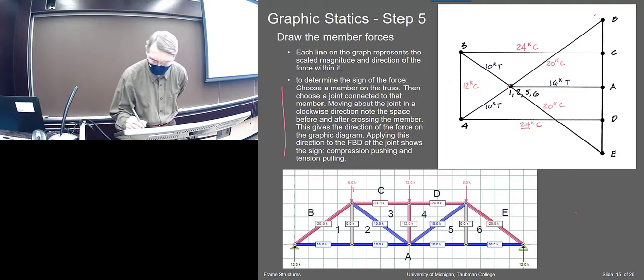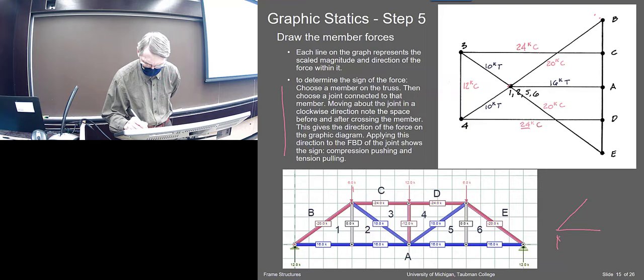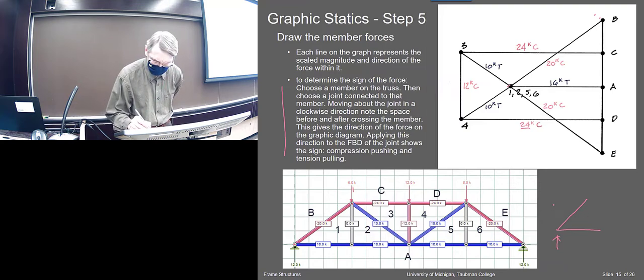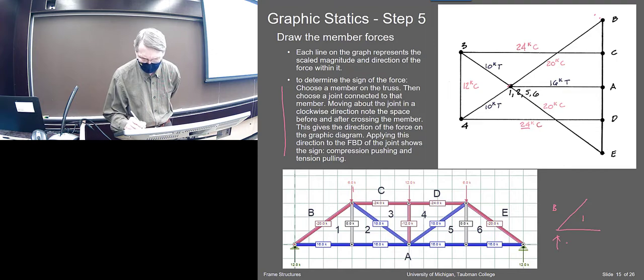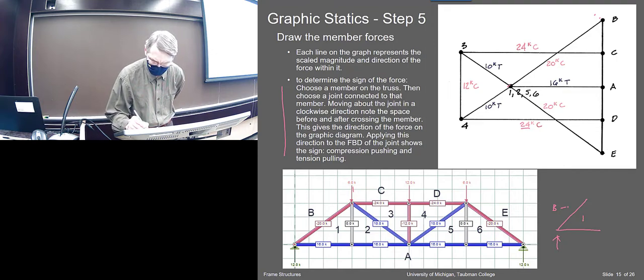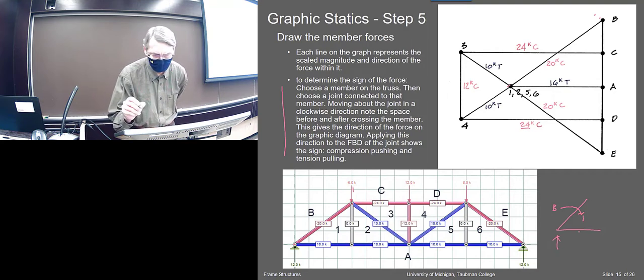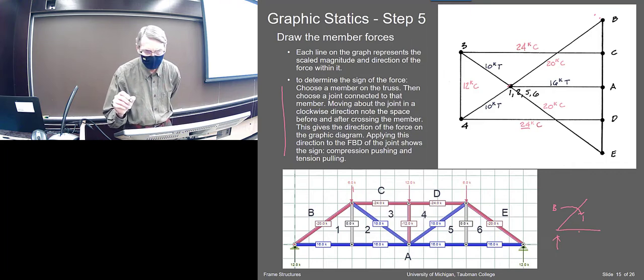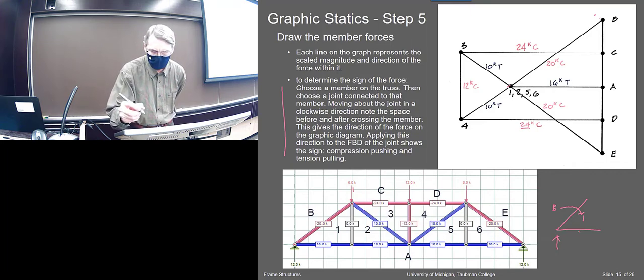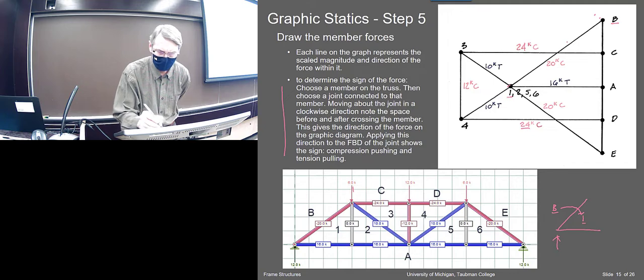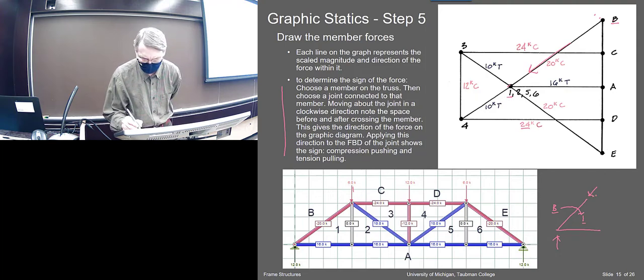Okay, so if I do a little free body diagram, and this is B, and this is 1. If I cross from B to 1 in a clockwise direction, then I look up and I say in that direction, B to 1. So here I say B to 1. That means the force here is going in that direction, from B to 1. So that gives me the direction of that force.